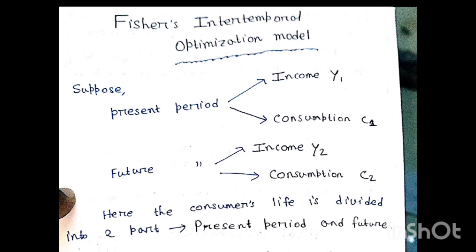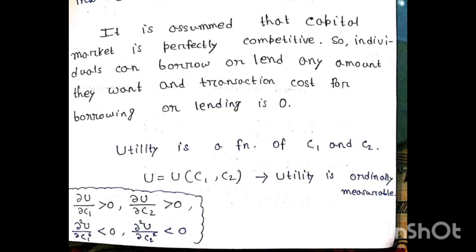In the present period, the income of the consumer is Y1 and the consumption is C1, and in the future period, the income of the consumer is Y2 and the consumption is C2. Now, the consumer is dividing the entire life into two parts, the present period and the future period. There will obviously be a utility function for the consumer, which is a function of C1 and C2. That means how much the consumer is consuming in both periods.